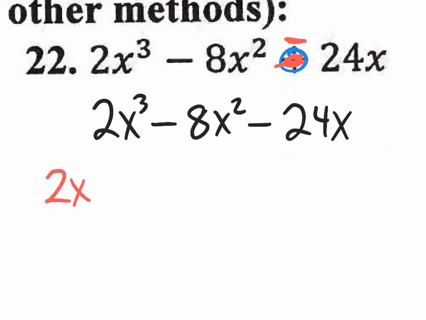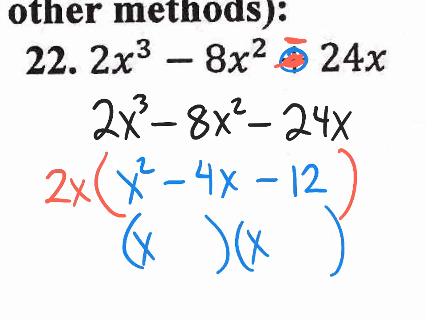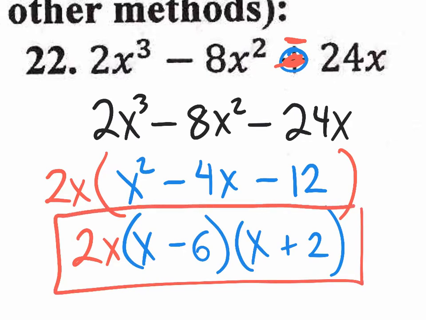If you pull out a 2x, on the inside of the parentheses, you will have x squared minus 4x minus 12. And if you look at that blue quadratic trinomial, you could factor that further. All you got to do is think what times what is negative 12, that if you combine together is negative 4. That would be a negative 6 times a positive 2. And don't forget about the 2x that's out in the front. And that is your completely factored form of number 22.